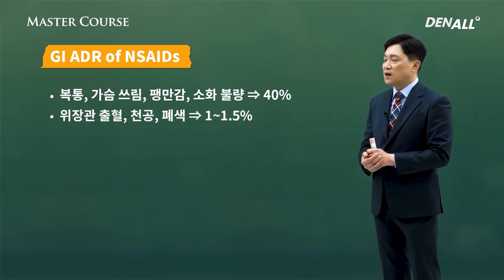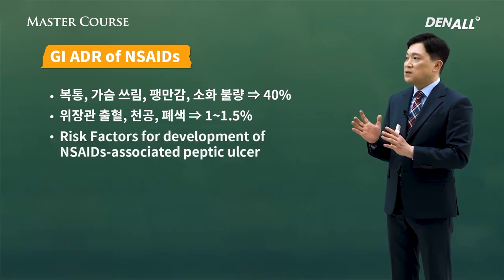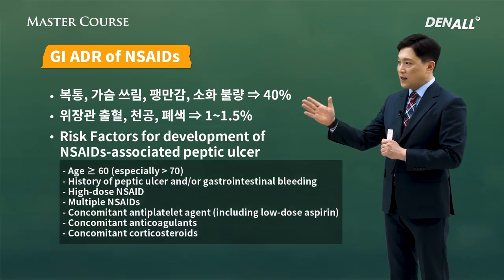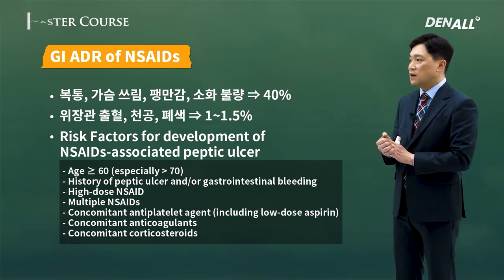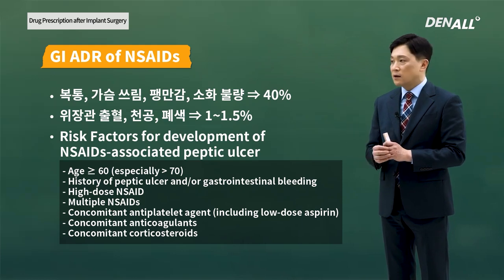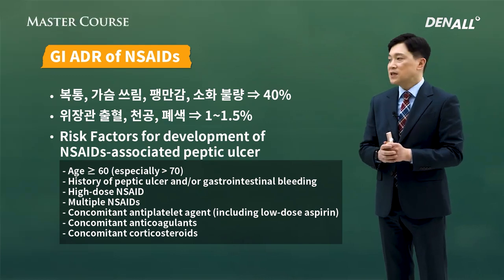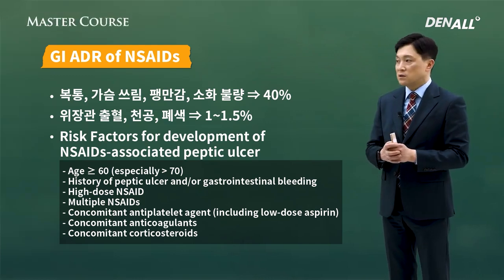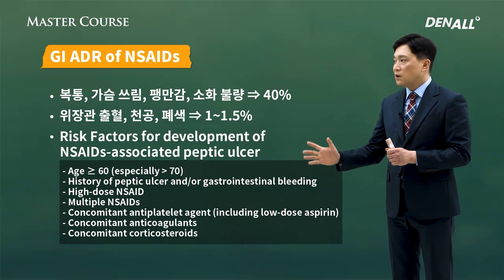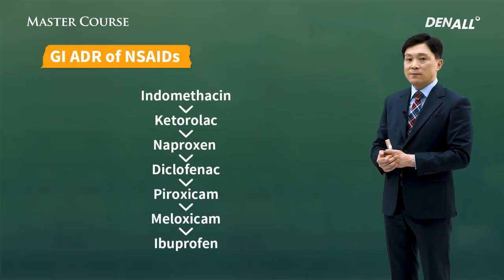Next, GI bleeding, perforation, or occlusion, very severe side effects, can occur rarely. The risk factors of developing those are about 7 items. First, age, history of ulcer, high dose of NSAID, and concomitant use of multiple NSAIDs, antiplatelet agent or anticoagulant, corticosteroids if they are used concurrently. Those are the risk factors. If those risk factors exist, then there's a higher probability of having the GI ADR.